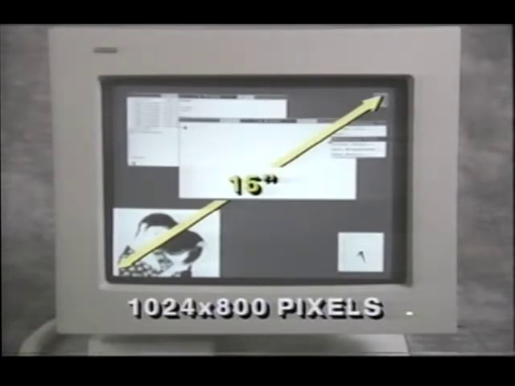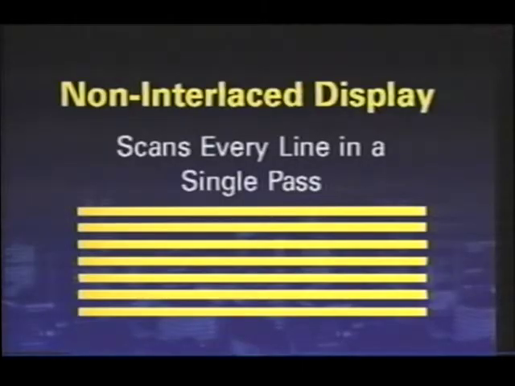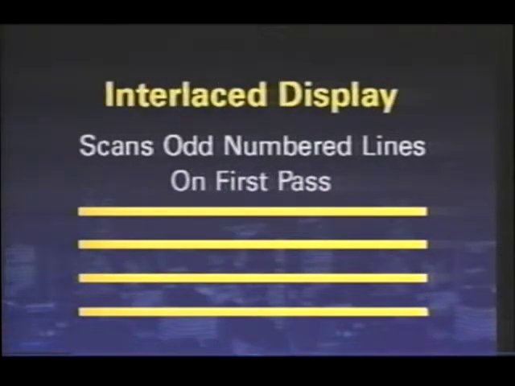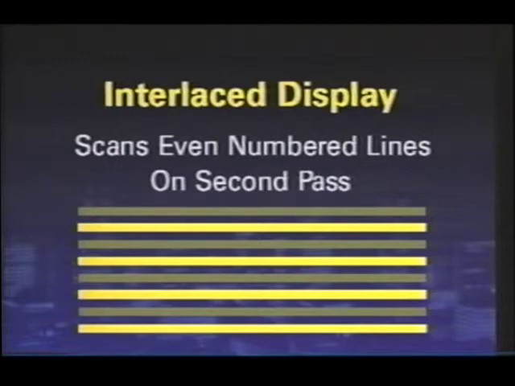The black and white image resembles a printed page. 1,024 horizontal pixels by 800 vertical produces as sharp an image as you will find in many dedicated CAD and graphics systems. This is a non-interlaced image, refreshed 60 times each second. Interlaced displays, common to television sets and many computer terminals, make 2 passes on the screen to complete one image.